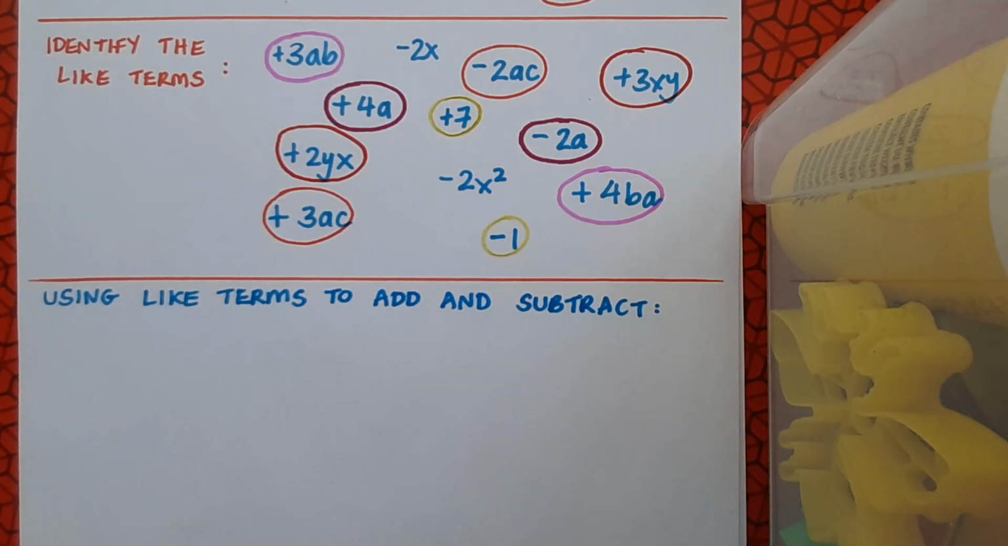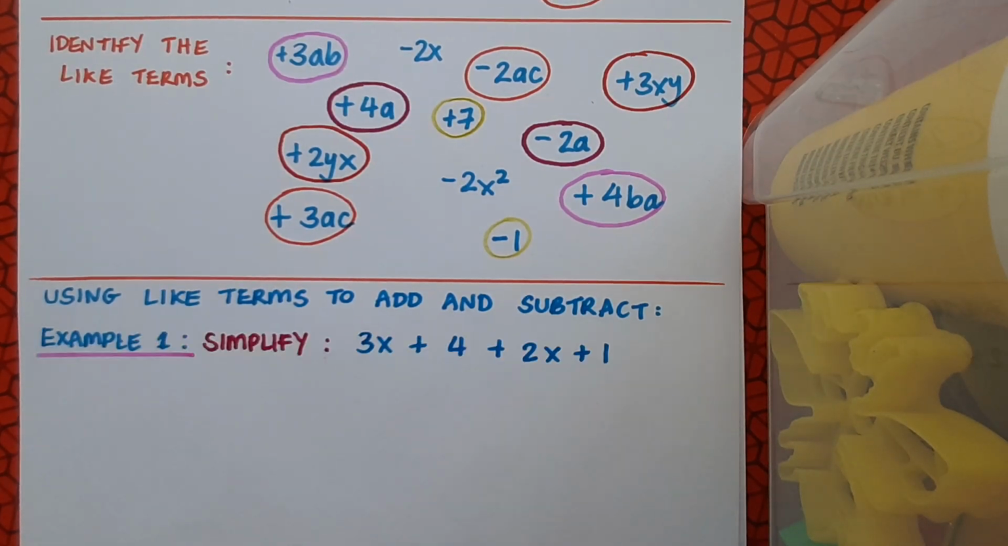Okay, so now let's look at using like terms to add and subtract. Okay, so here's our first example. First of all, note the instruction. The instruction for the question is to simplify. Simplifying in algebra basically means doing anything that can be done in the question, whether it's adding or subtracting or multiplying or dividing. In these examples, we're going to be looking at just adding and subtracting.